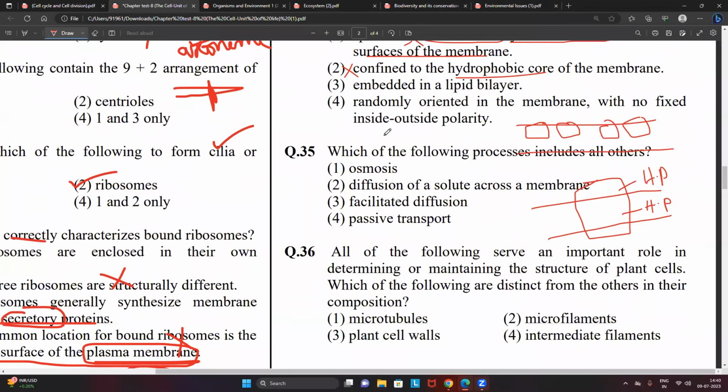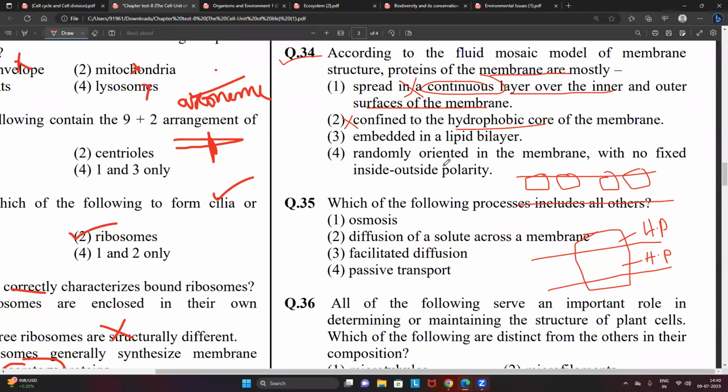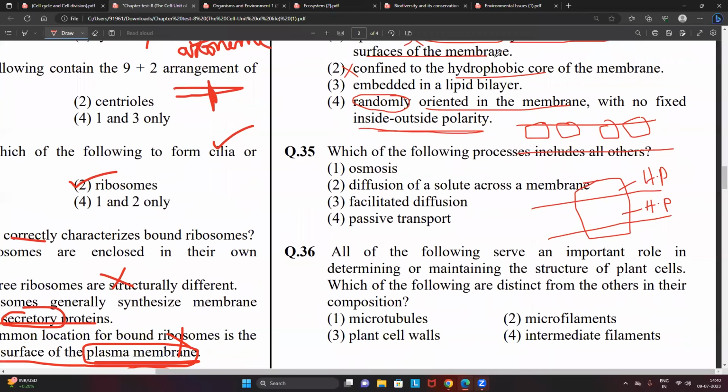Some people have given the answer as option 4. Randomly oriented in the membrane with no fixed inside and outside polarity. See, some people answered this particular question because they did not understand this. See, friends, if a protein is attached randomly, it's a very good statement, but the protein won't stabilize in the membrane. No, protein never ever attaches randomly.